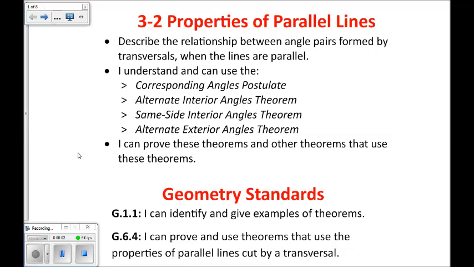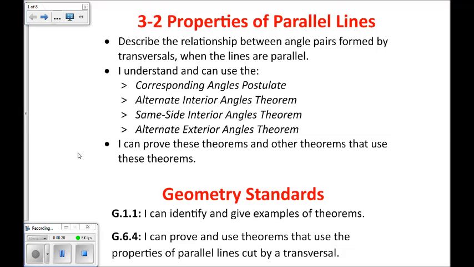This video is about the properties of parallel lines. In our last section, we talked about angle pairs that are formed by two lines and a transversal. In this section, we're looking at how those angle pairs are related when the two lines are parallel.